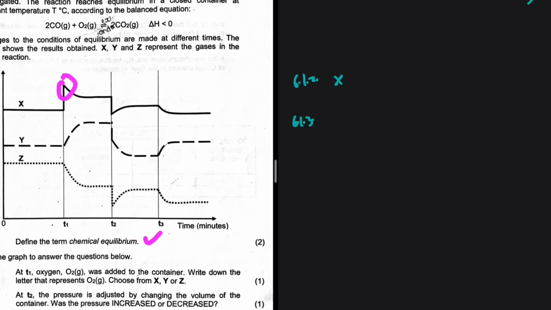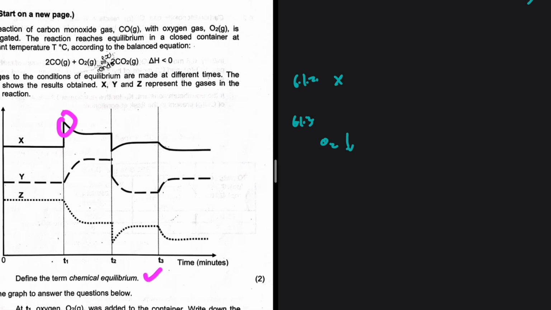So let's take a look at T2. At T2, X goes down, right? So O2 goes down at T2. And then we have one other substance, Y, that goes down, and Z that goes up. Okay, so we are told that the change that was made is with regards to pressure, right?